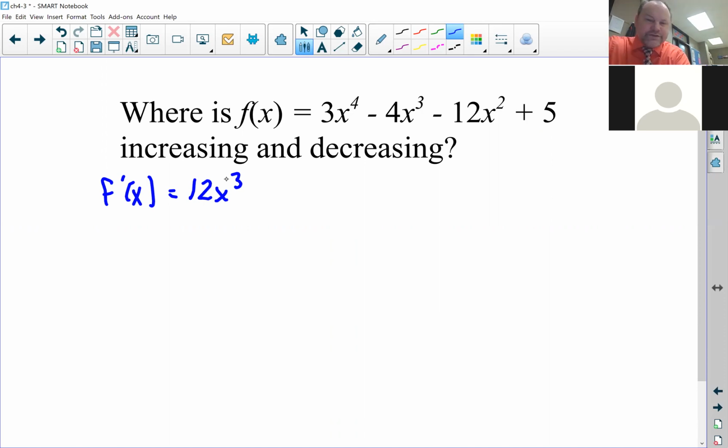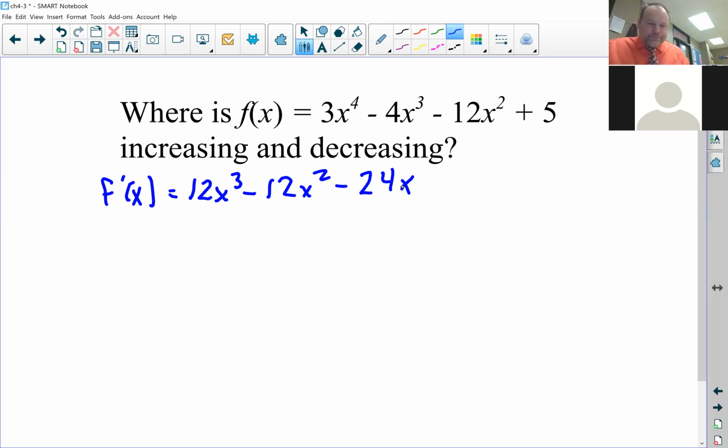All right, minus the derivative of 4x cubed. 12x to the second. There you go. Minus the derivative of 12x squared. 24x. And most importantly, the derivative of 5. 0. All right, good.